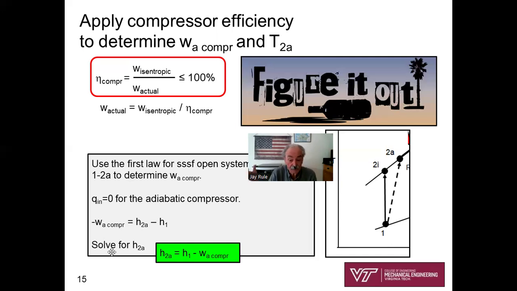So we'll solve for H2 actual. And here it is. H2 actual is simply H1 minus W actual of the compressor. Remember, it was a negative number. So sure enough, H2A is going to be a bigger number than H1. Now, this isn't a formula. This isn't something you just sort of write down for the textbook. It's something you derive from the first law.